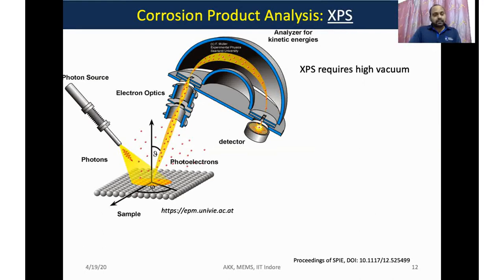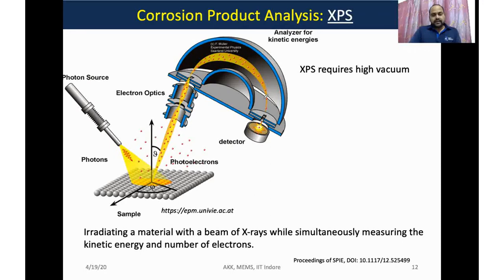Once the photon interacts with the material, there is a chance that a valence band electron can get excited, and even an inner side electron can get excited, and then we get the photoelectron. By the detector we detect the energy and count of the photoelectron. So we measure both, the energy and the count, by irradiating a material with a beam of X-ray while simultaneously measuring the kinetic energy and the number of electrons. Since we are using X-ray, we are able to excite the inner shell electrons that are highly bound with the system.